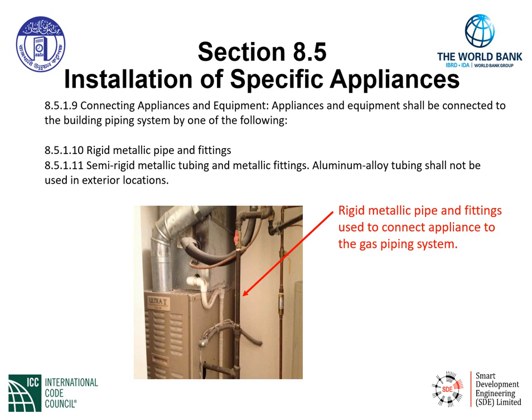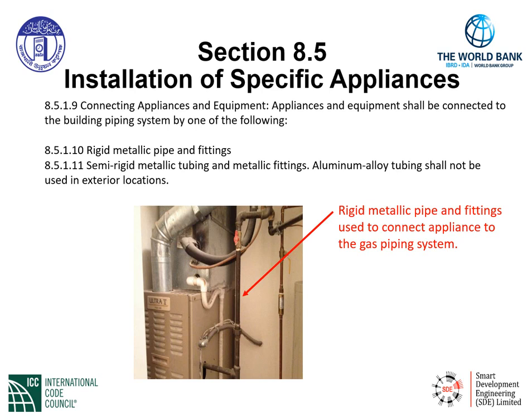In 8.5.1.10, we have rigid metallic pipe and fittings that could be used to connect the appliance. As seen in the photo below, we have a rigid metallic pipe. This is Schedule 40 pipe, steel pipe, and fittings that are used to connect the appliance to the gas piping system.